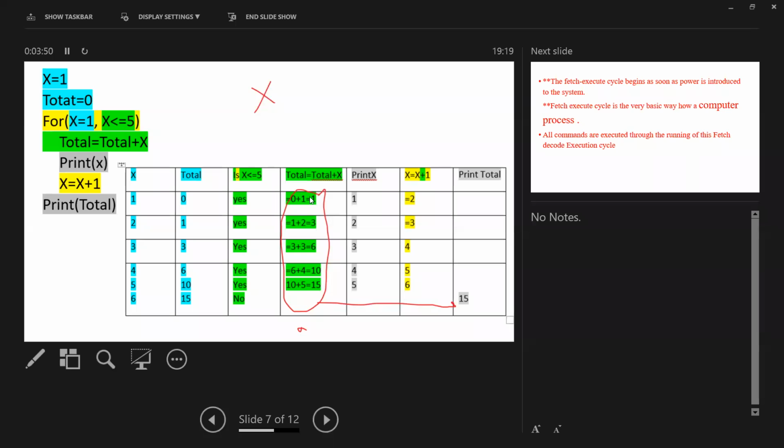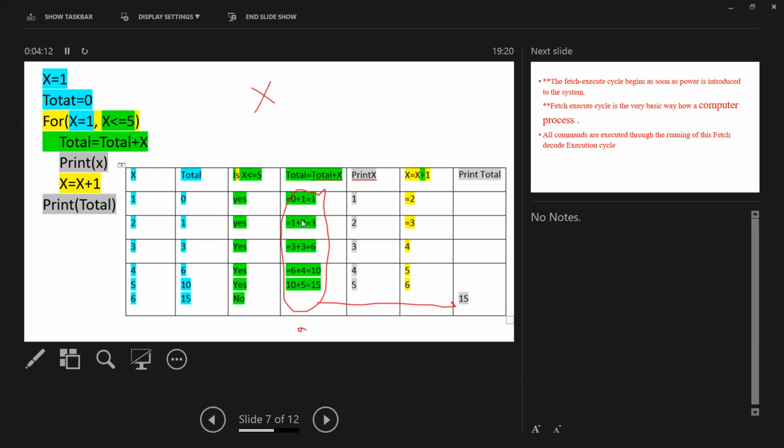X is 0, plus 1 is 1. Then X is still 1, X plus 1 is 2. Then it is moving to there. So it keeps remaining for the last memory in the buffer. So the buffer is the one which holds the previous memory.